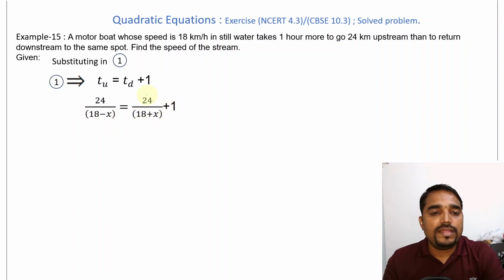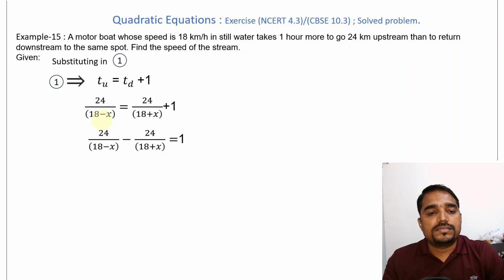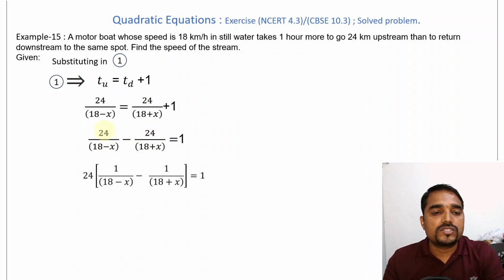In order to simplify, let us transpose this term towards LHS. The term in LHS would remain as it is: 24 divided by 18 minus x was already available. Whereas upon transposing, the term plus 24 by 18 plus x would become minus 24 by 18 plus x. Now we see that 24 is common in the numerator for both the terms. Let us take that as common. We would be left with 1 divided by 18 minus x minus 1 divided by 18 plus x.